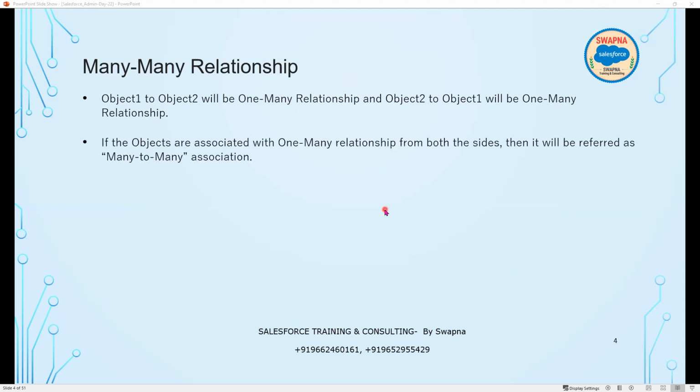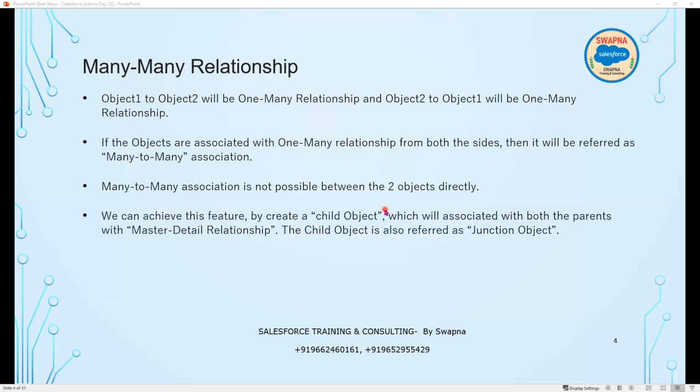If an object is associated with a one-to-many relationship from both sides, as we have seen in the scenario, then you refer to it as a many-to-many association. You cannot create a many-to-many relationship directly between the two objects. In order to build a many-to-many relationship between the two objects, you need to have another child object.